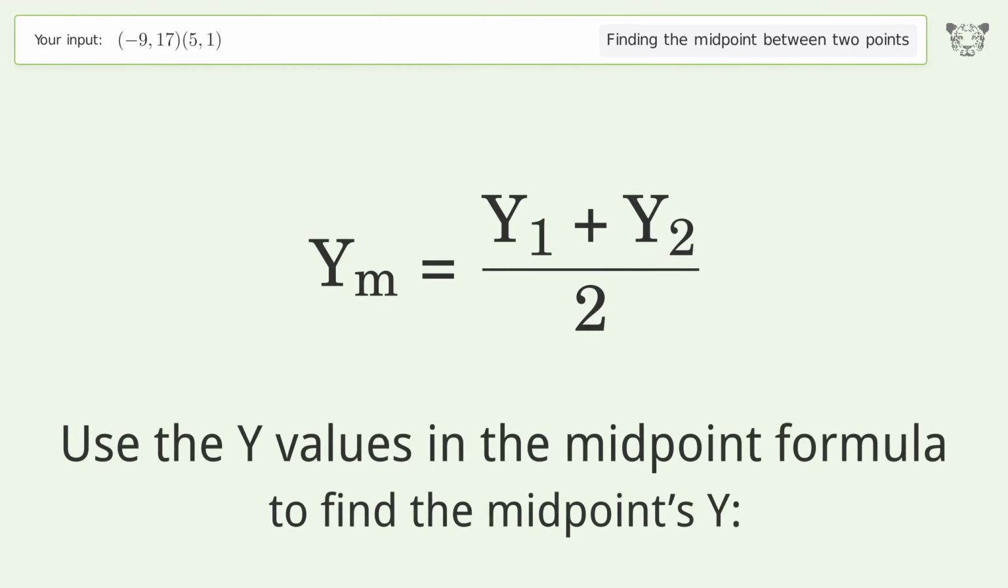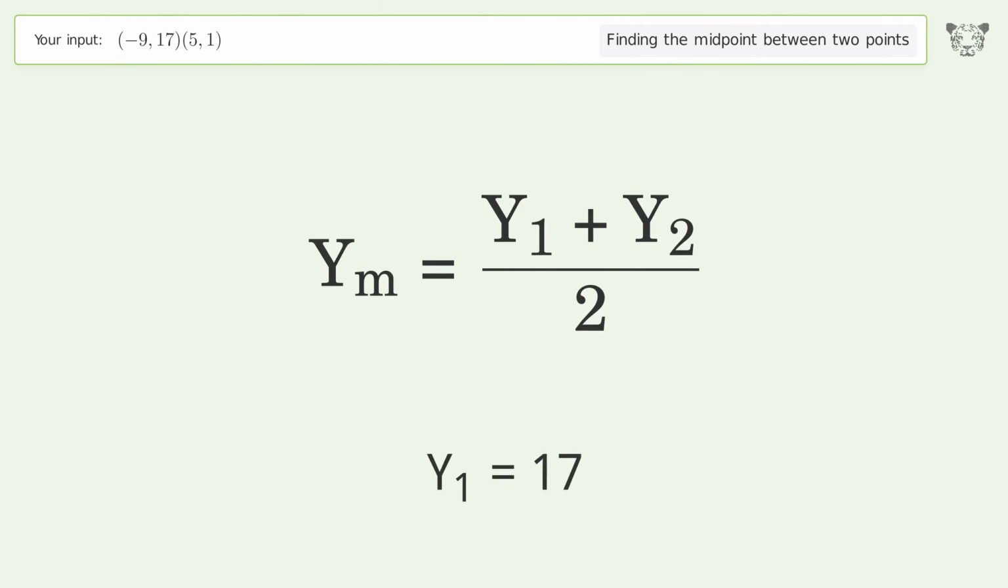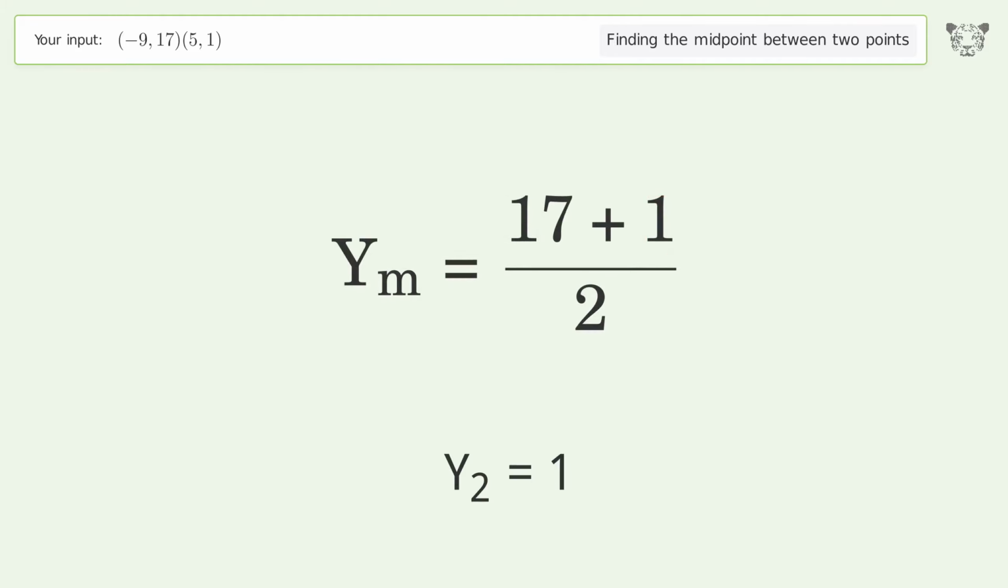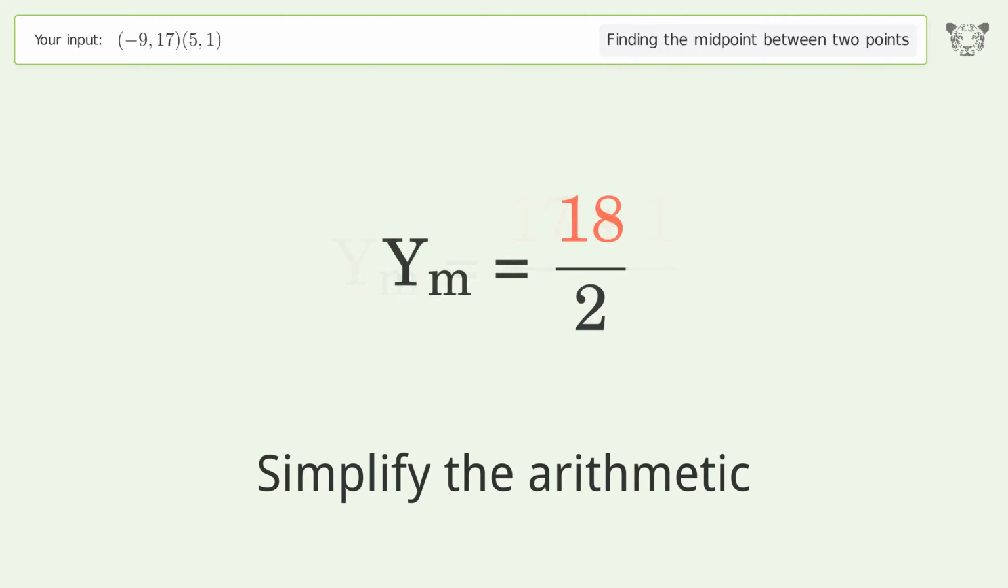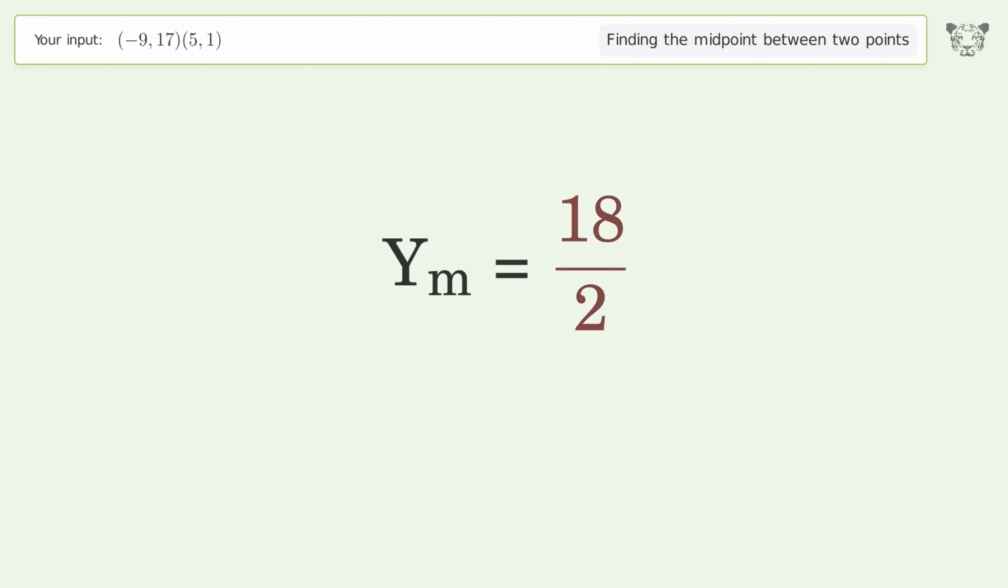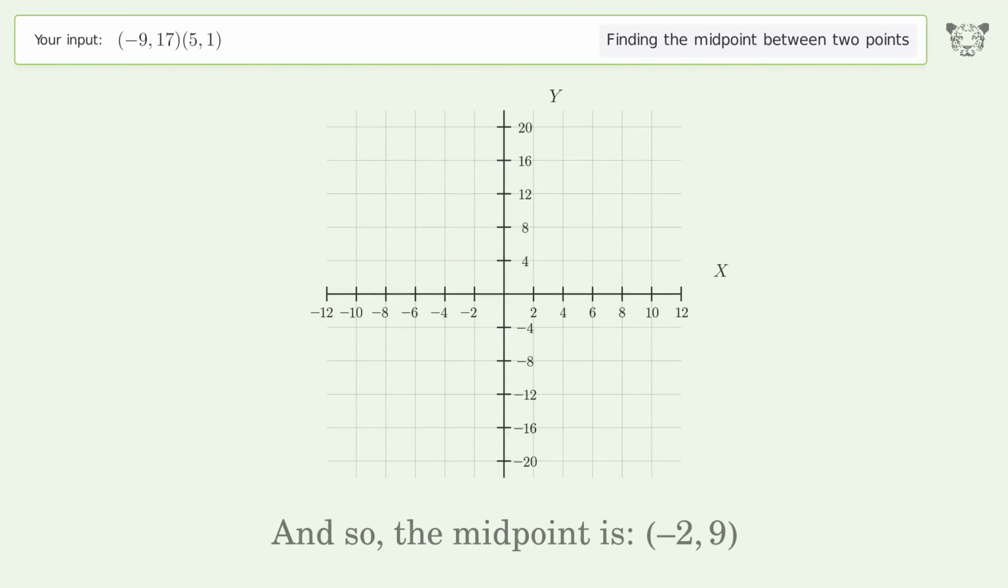Use the y values in the midpoint formula to find the midpoint's y. y1 equals 17, y2 equals 1. Simplify the arithmetic. And so, the midpoint is -2, 9.